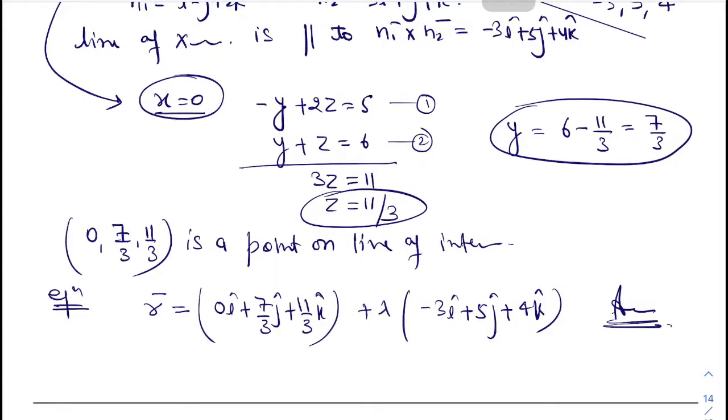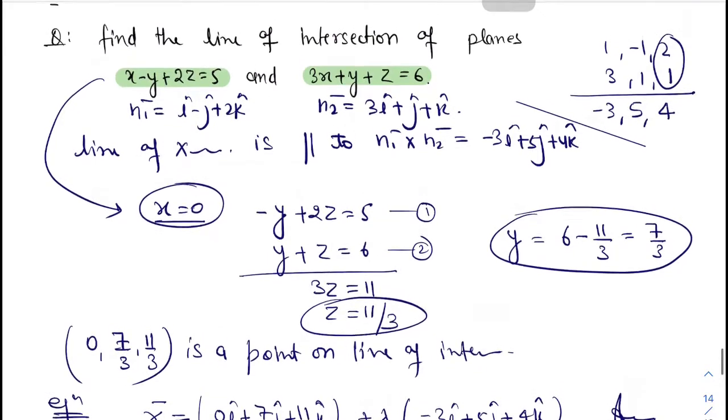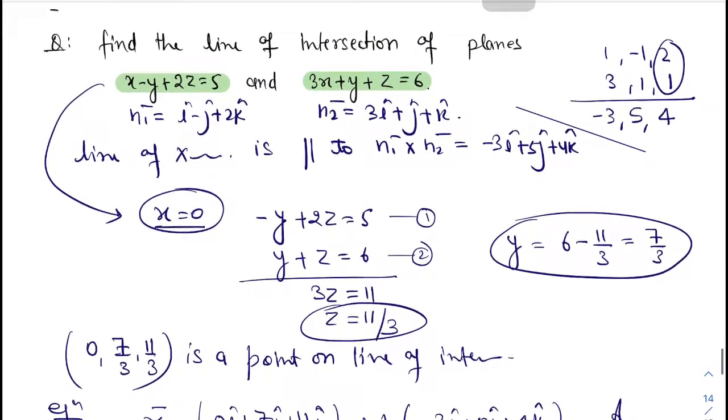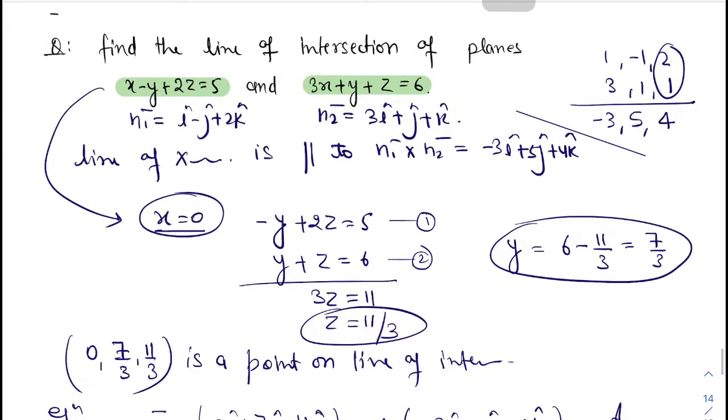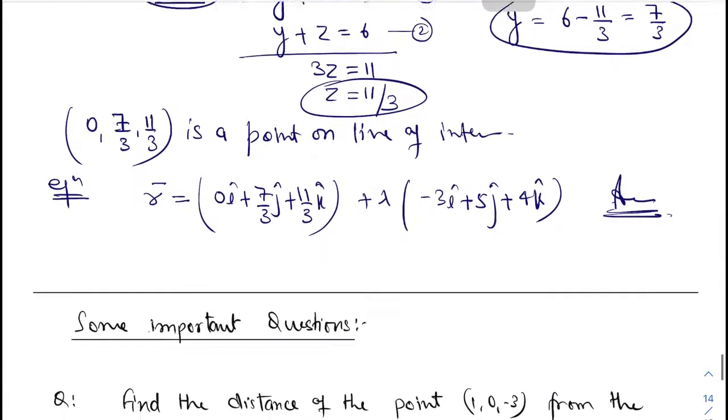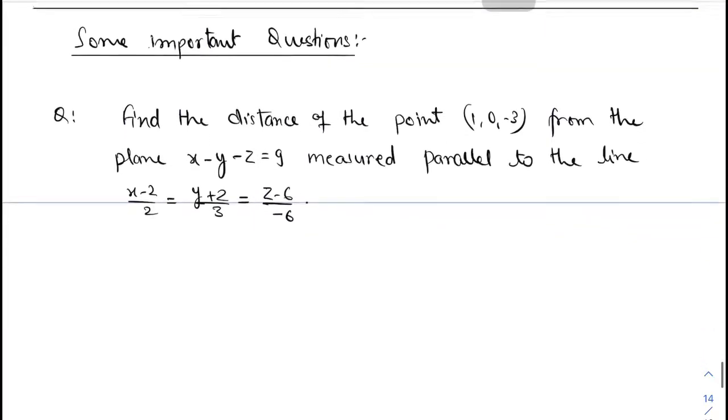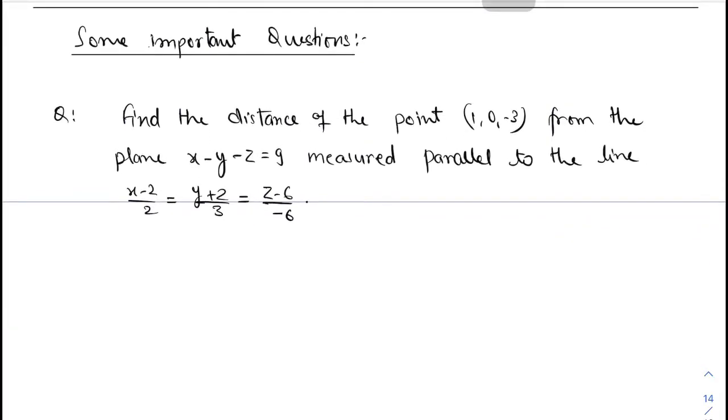So in this way we can find the equation of the line of intersection of any two planes. Always remember that the line of intersection is parallel to the cross product of the two normal vectors of the planes. Now let us solve some very important questions. These are some important questions.